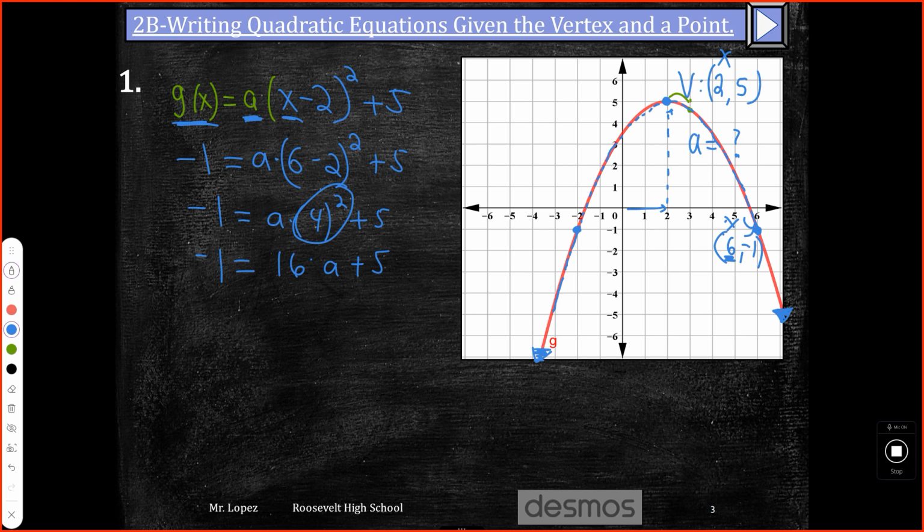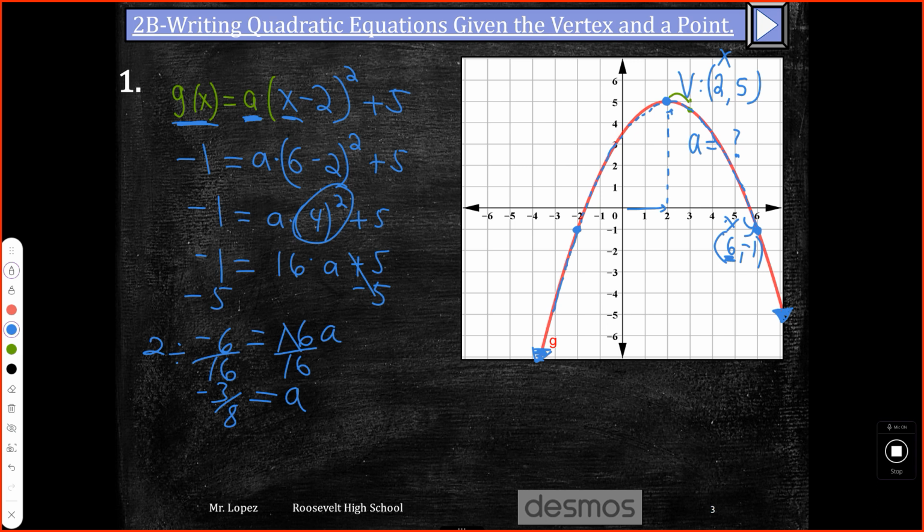We're going to solve for a, minus 5. So we get -6 equals 16a, divided by 16. We get a equals, let's reduce this, divided by 2, -3/8. That's our a value.